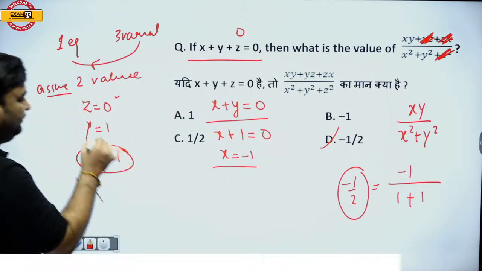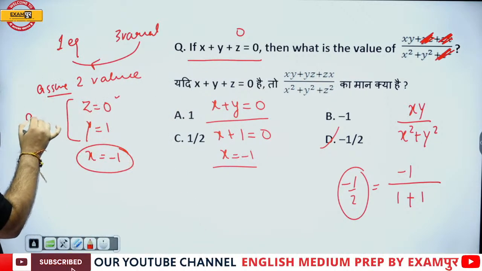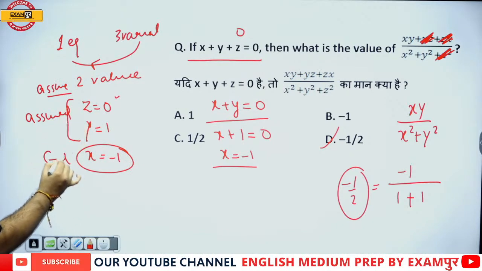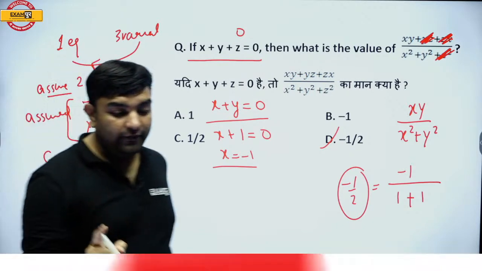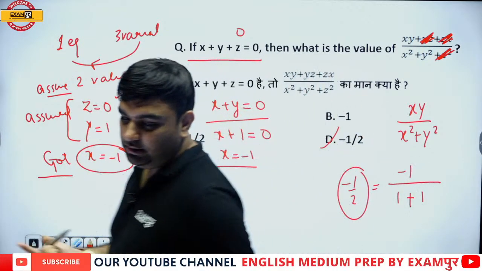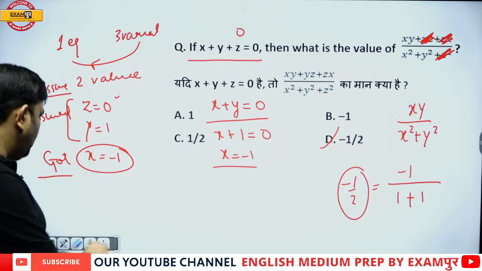This is what we have assumed, and this is what we have got. There is quite a difference between assuming and what you are getting. However, how do I do it, guys?